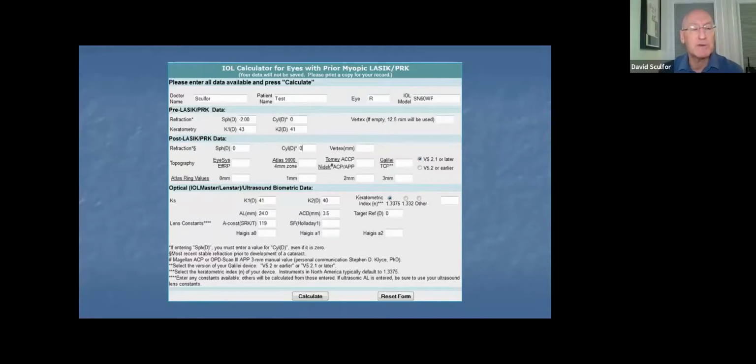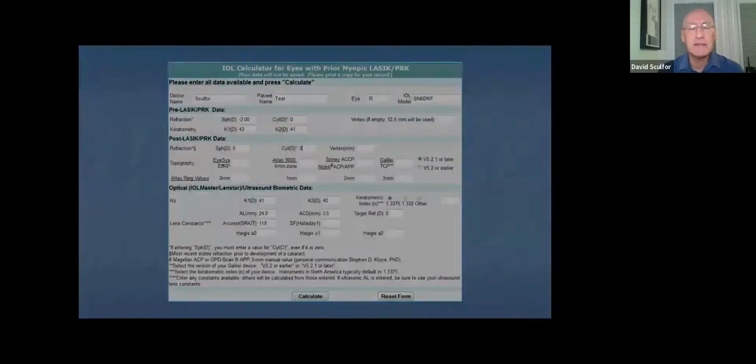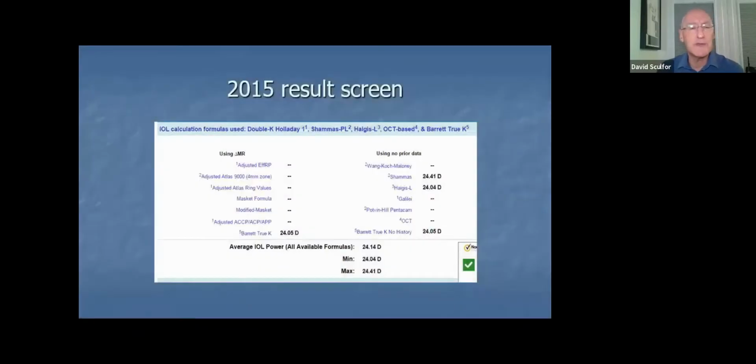Once you've filled as many boxes as you can, and I should mention at this point, I would recommend that you fill in the lens constants that you want to use. It will calculate lens constant equivalents for you, but I've never been terribly convinced by the numbers that come out. So I would encourage you to have a look at your standard biometry constants and plug those into the formula, and you'll get better results. You then hit calculate at the bottom there, and this is the results screen from 2015. So they've taken out all the clinical history methods because they were shown to be really lagging behind all the others.